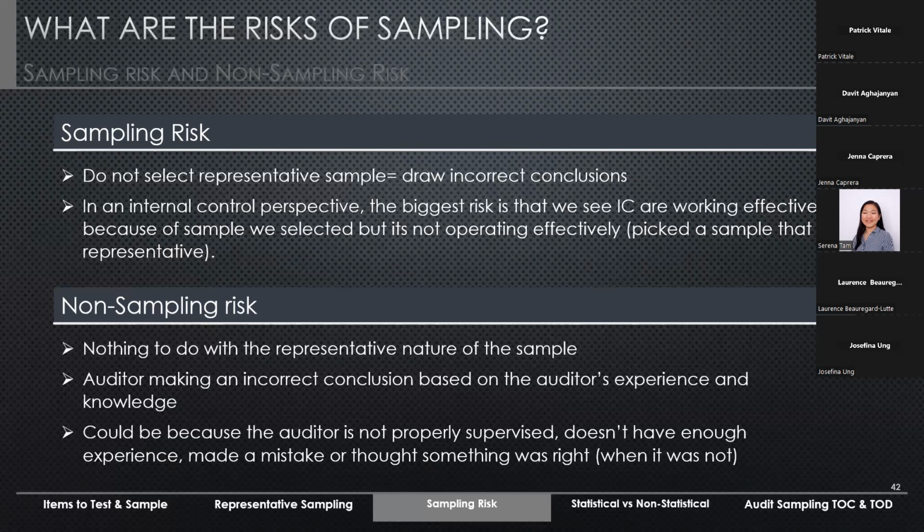Non-sampling risk has nothing to do with the representative nature of the sample, right? It's when you're making an error or somehow you have a bias, and that's the reason why it's called a non-sampling risk, right? So remember, we had a question on that at the beginning. It could be because the auditor is not properly supervised, doesn't have enough experience, made a mistake, or thought something was right when it was not.